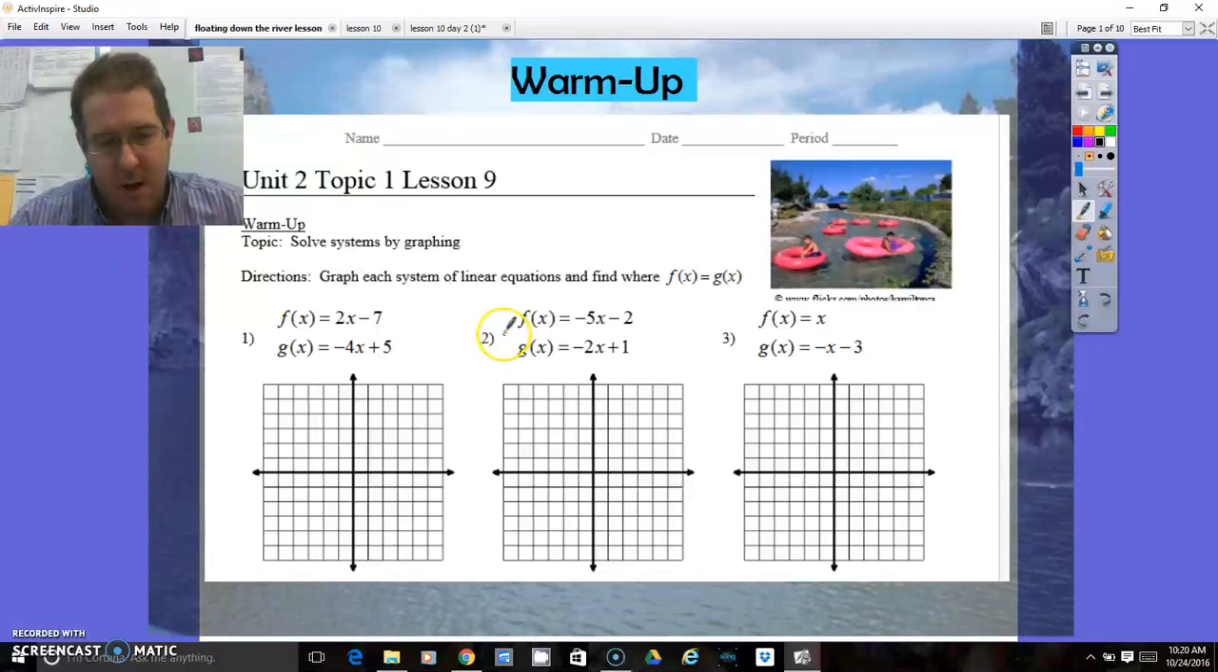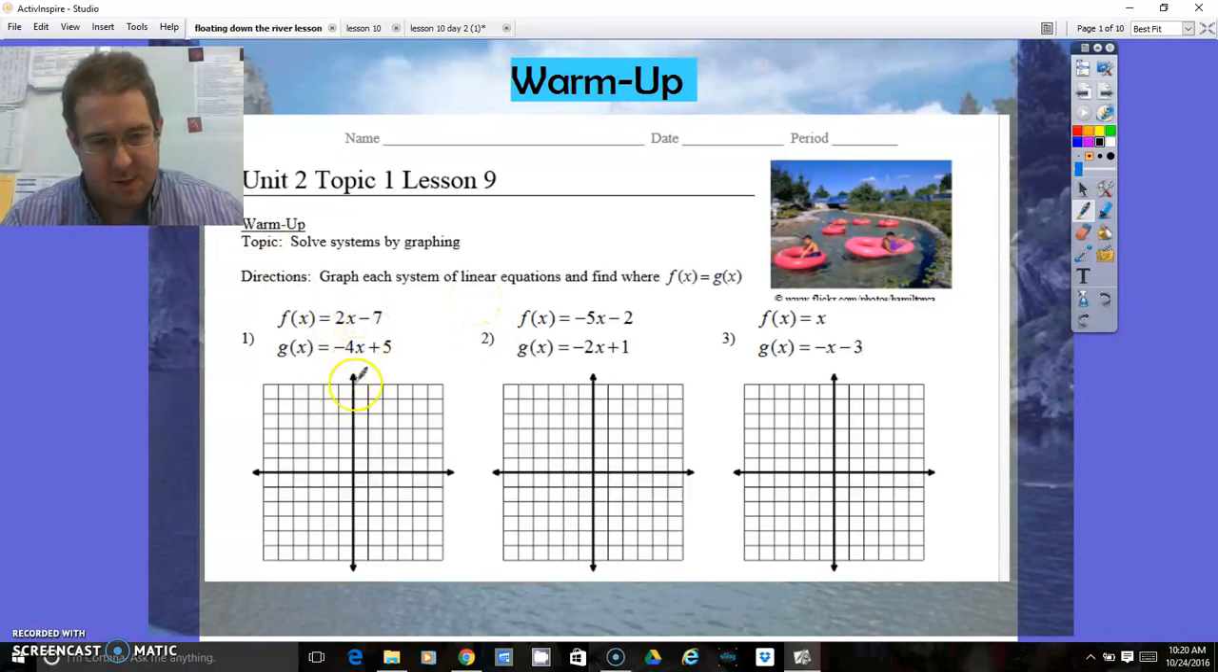It starts off with a warm-up, which is about something you haven't done yet, which is called a system of equations. It's called a system of equations because it's two different equations. We have two functions here. We've got 2x minus 7 and negative 4x plus 5. So what we're trying to do is find when is f of x equal g of x. If they're equal, that means that those two lines have intersected.